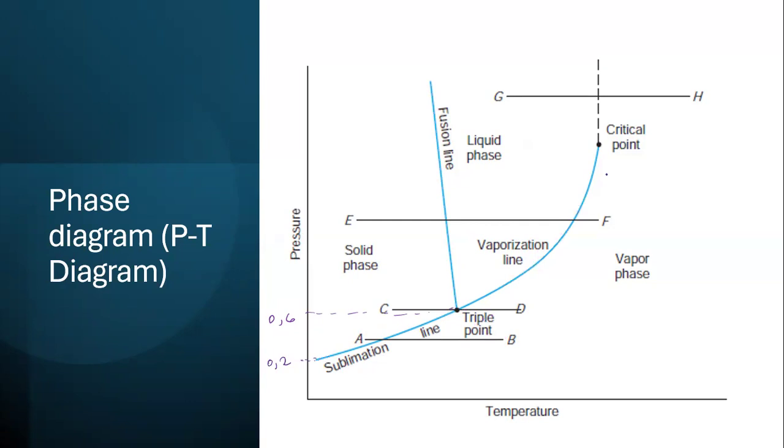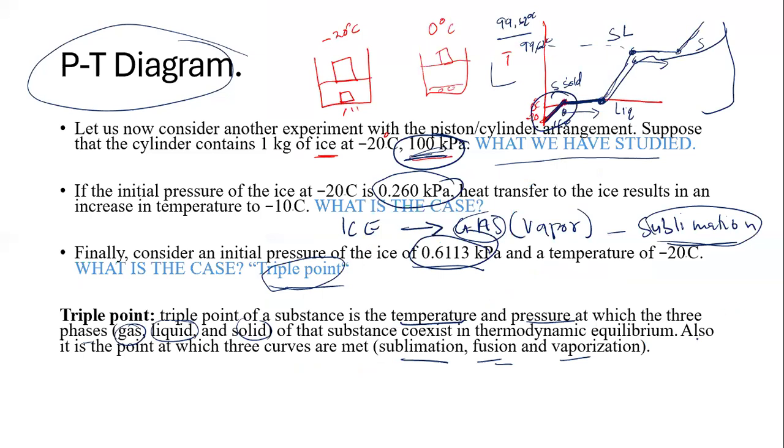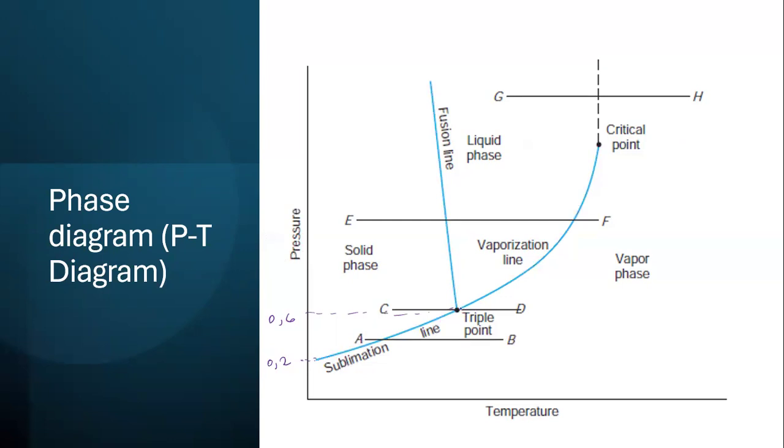And at the triple point, you see all of these curves together. Now it is explaining the statement over here that it is also a point at which three curves are met. Which curves? The sublimation curve, the fusion curve, and the vaporization curve. So all of these curves meet here. Sublimation comes here, fusion comes here, and vaporization comes here. They meet here at the triple point, at this pressure, which is 0.6.